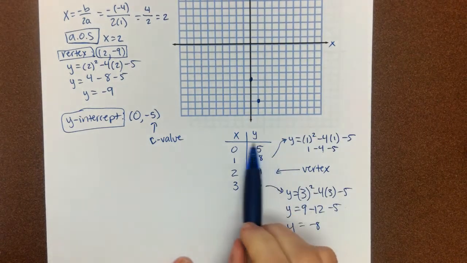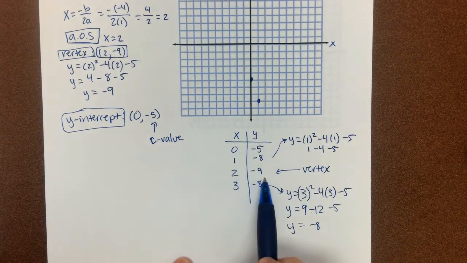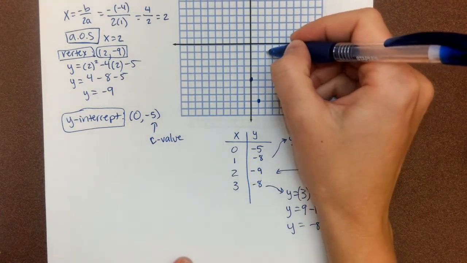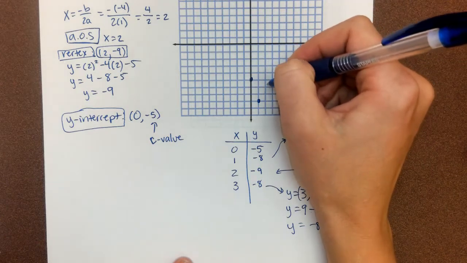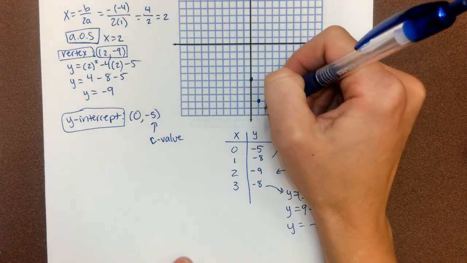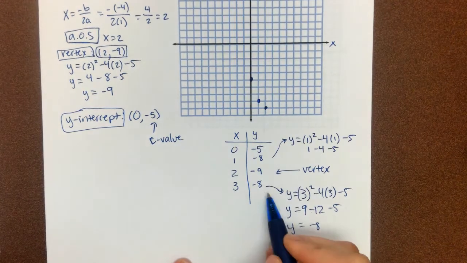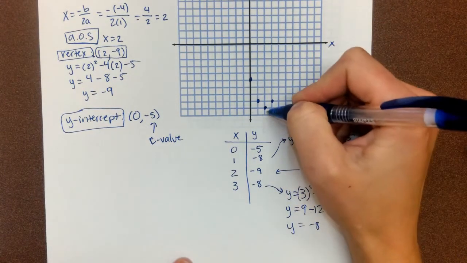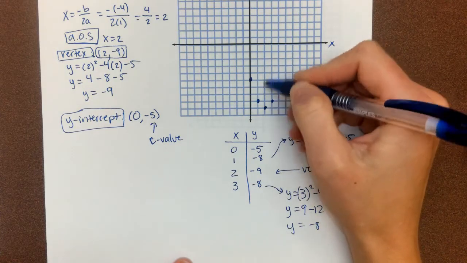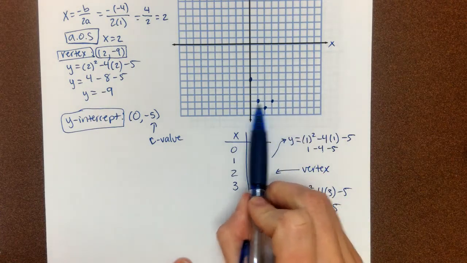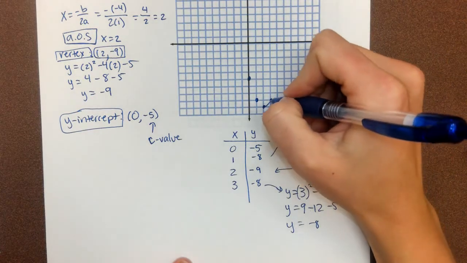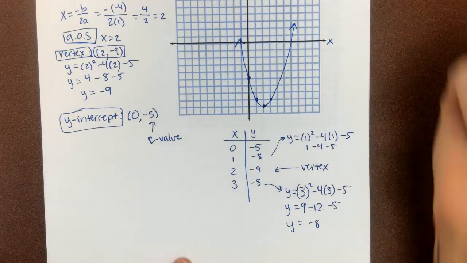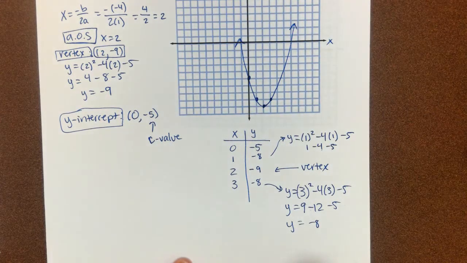So I'm just plotting these ordered pairs. Now I'm going to plot 2, negative 9. 2 on the x. 1, 2, 3, 4, 5, 6, 7, 8, 9. All right, and then 3, negative 8. So it's going to be right there. And remember, this is your vertex. This is where that axis of symmetry is, so it makes sense that these points are symmetrical. And then you can just connect, making a nice parabolic arc or a parabola.